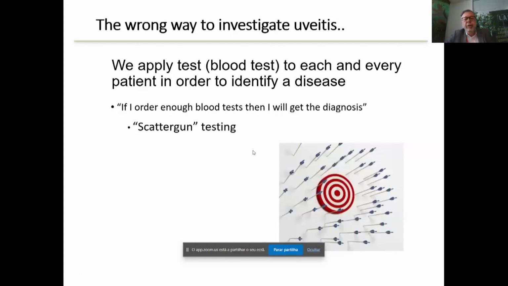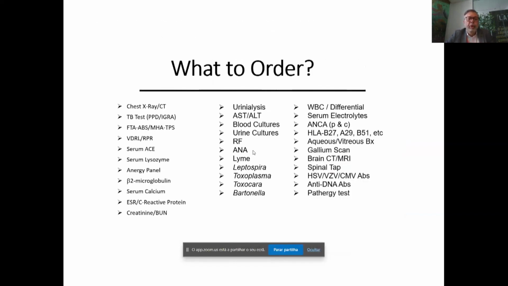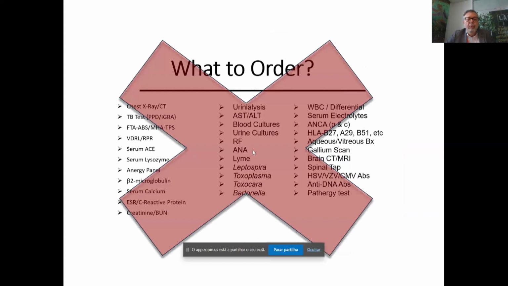So the wrong way to investigate is if you just try to request tests in an attempt to find a reason for that problem. If you look at this table here, if you don't have a clue, you're hoping to tick all the boxes and find out an answer. Most of the time you will get it wrong because the results will not match what you're seeing, and you end up with the wrong conclusion and consequently the wrong approach. So is this a good thing to do? No, definitely not. We should not be doing that. You should be selecting tests according to everything we discussed before.